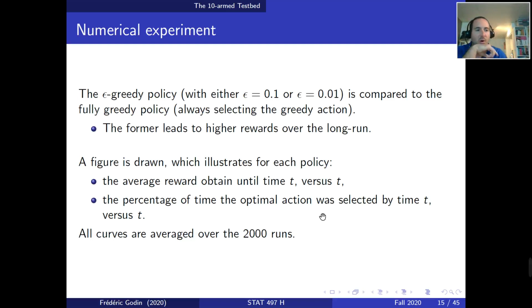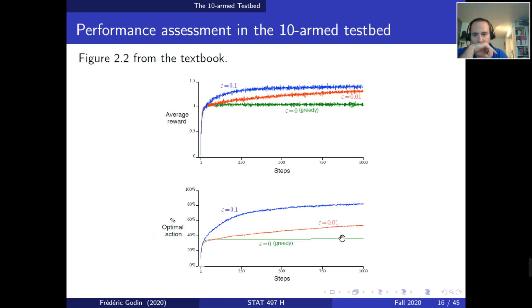Okay, and furthermore, we said we did that for 2,000 runs, so the results presented here are averaged across all 2,000 runs. Because averaging entails that we have a better idea of what the expectation is. All these runs are independent, so when we average the runs, it gives us an estimate of the expected value across runs. Again, this figure is drawn from the textbook.